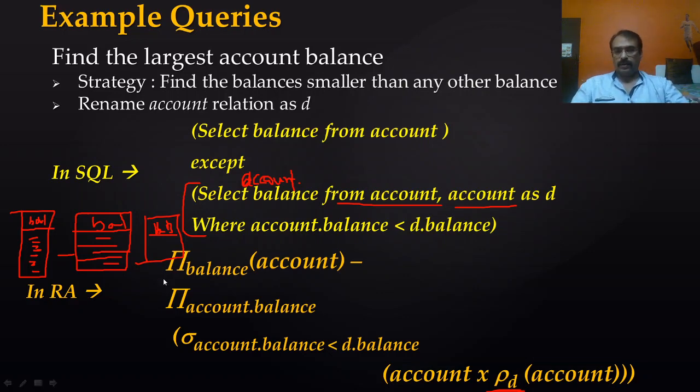So this is the first one: all balances. These are the balances which are lesser than some balance. So the second is the list of balances which are lesser than some balance. If I perform a set difference operation on them, the largest balance will appear.